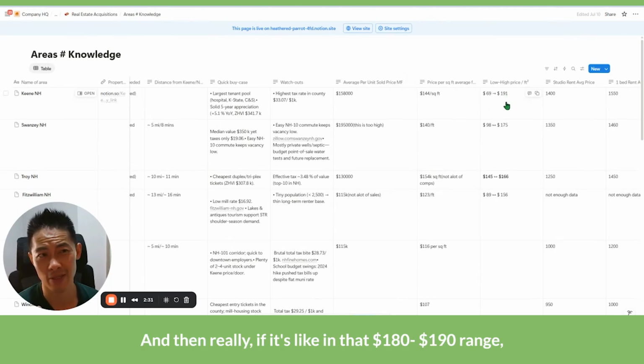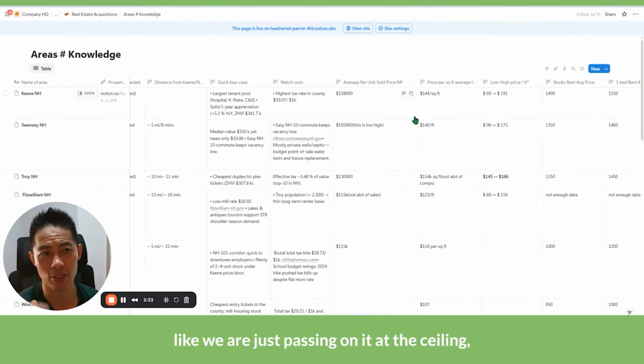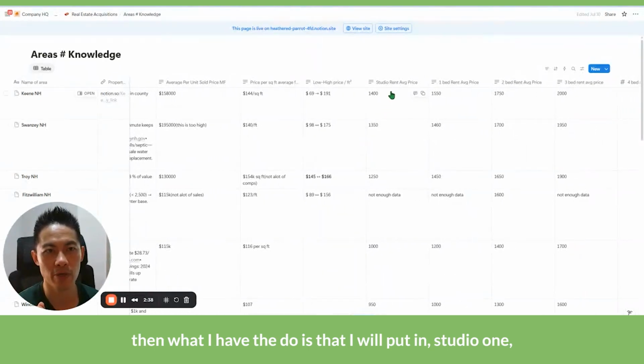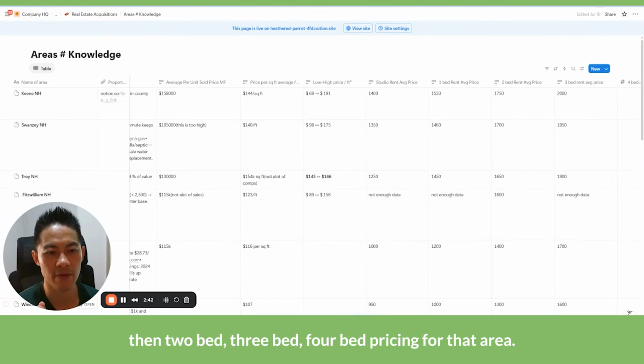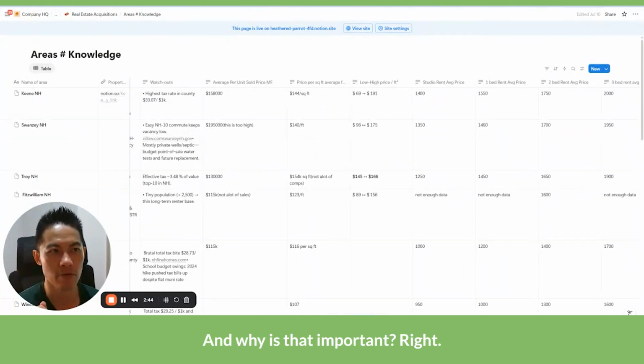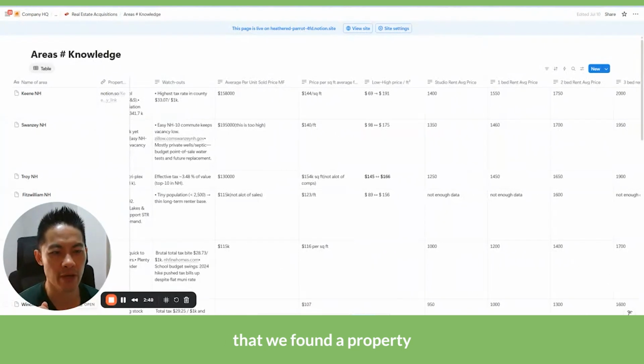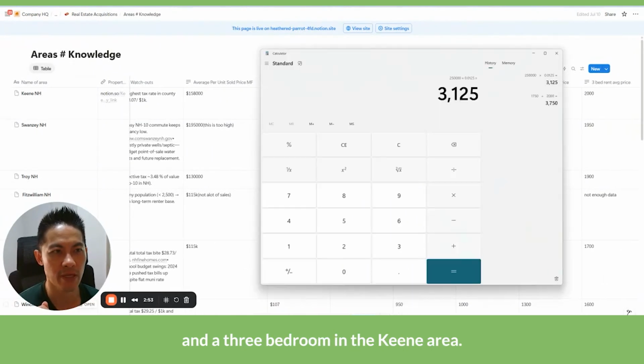And then if it's in that 180, 190 range, we are just passing on it. It's at the ceiling. Then what I have the team do is put in the studio, 1 bed, 2 bed, 3 bed, 4 bed pricing for that area. And why is that important, right? So let's pull up our calculator and pretend that we found a property that is a 2-bedroom and a 3-bedroom in the Keene area.